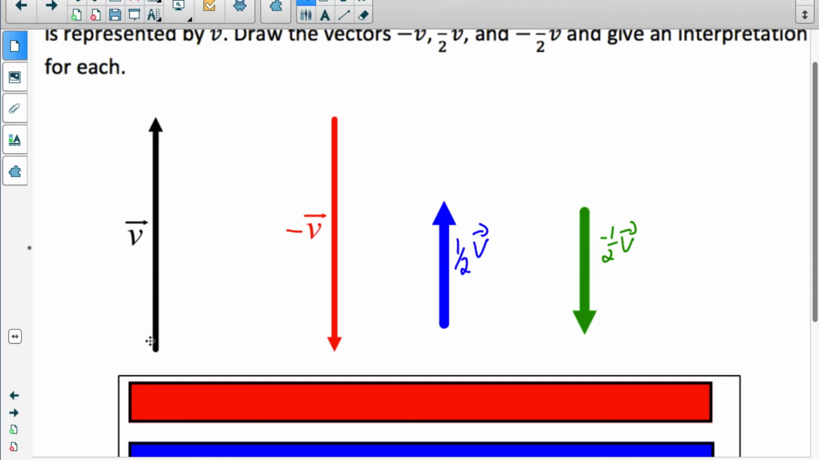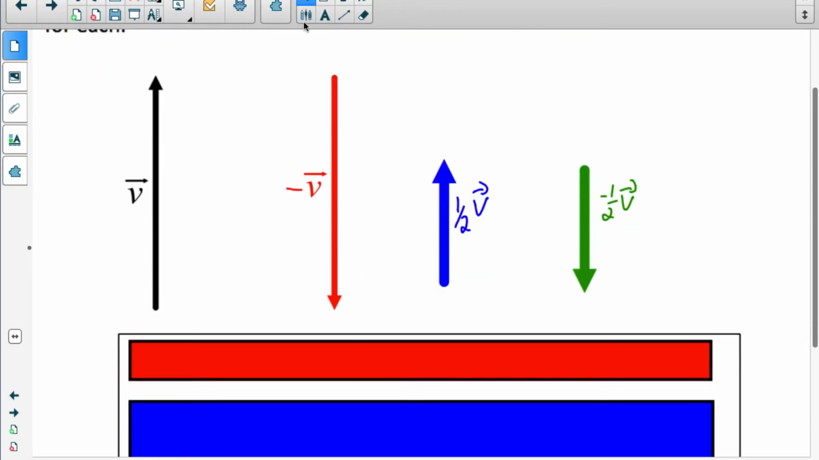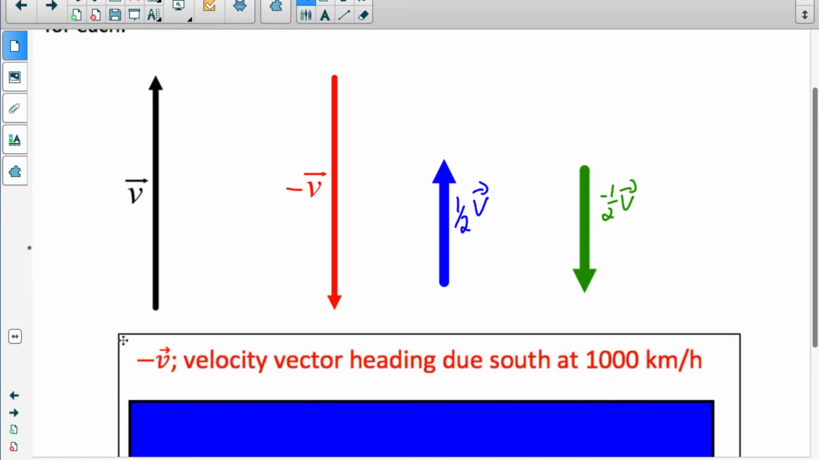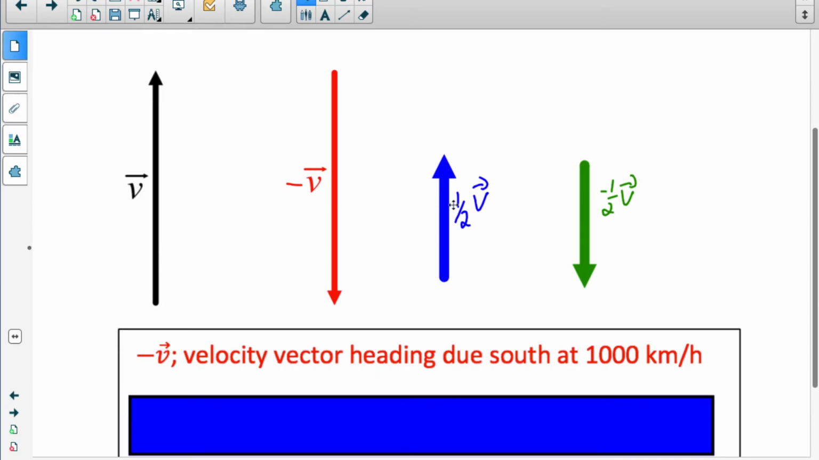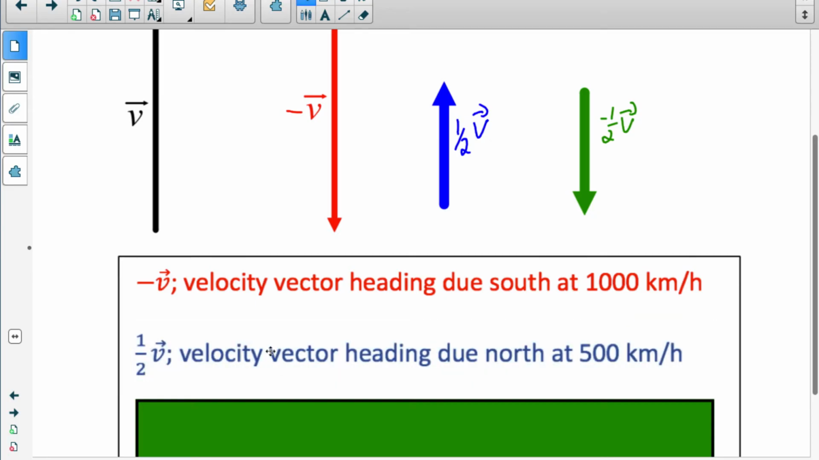So remember the magnitude of this one was 1,000 and it was going north. So the magnitude of negative v is the same magnitude, so it's still 1,000 kilometers an hour, but it's going in the opposite direction. So we'd say due south instead of due north at 1,000 kilometers an hour. Same magnitude, opposite direction. This one, same direction, but half the magnitude. So if the magnitude of this one was 1,000 kilometers an hour, well, a half of that would be 500 kilometers an hour. So in this case, this vector is heading due north at 500 kilometers an hour. Same direction, half the magnitude.